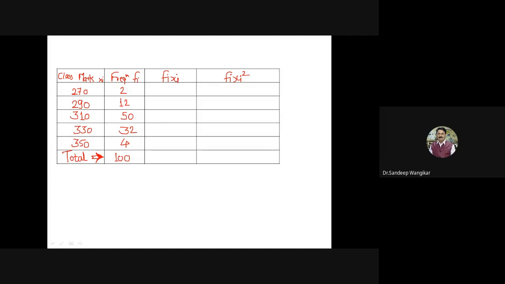Now let us proceed for calculation, friends: summation fi xi and summation fi xi square. So fi into xi. So 270 into 2, I will substitute the value: 540. Fast now, we have to calculate the further values, so we will move fast. The second: 290 into 12.